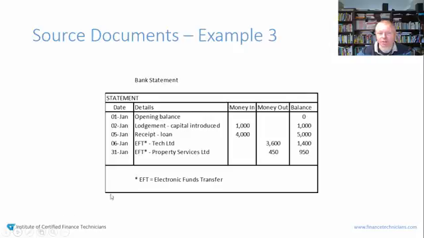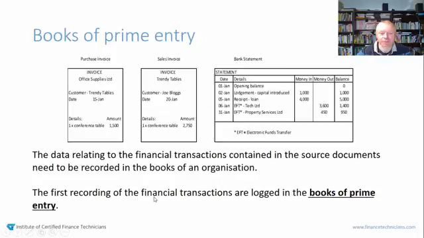Another example of a source document is a bank statement. This could either come through the post or you might be getting it online. It's pretty straightforward. It details the dates the transactions took place, what the actual transaction was, whether money was coming in or going out, and what the balance on the account is. An EFT stands for electronic fund transfer. Basically there are payments out to a company called Tech Limited here, and then a property service company there. That's all that is. So, books of prime entry.